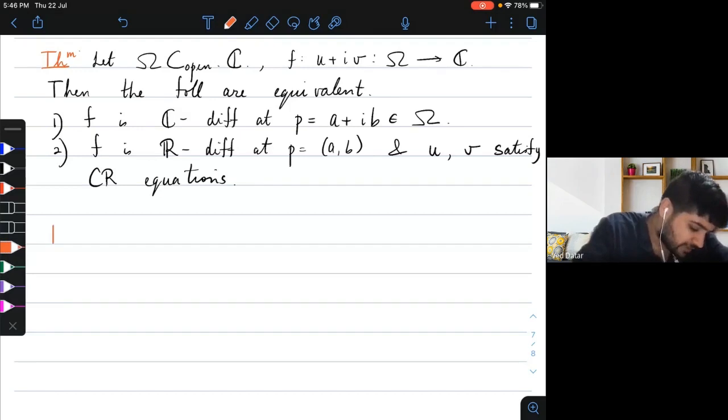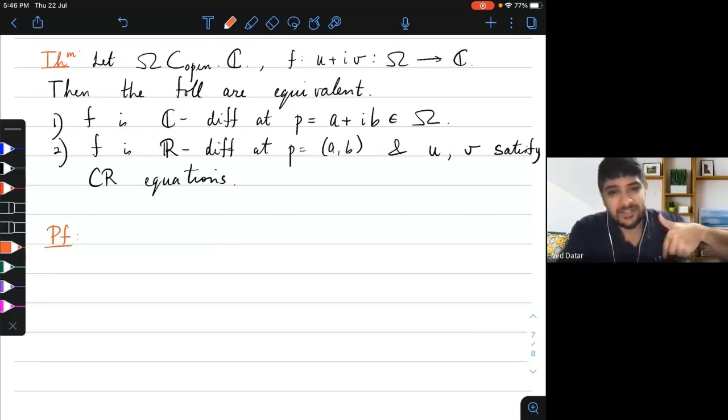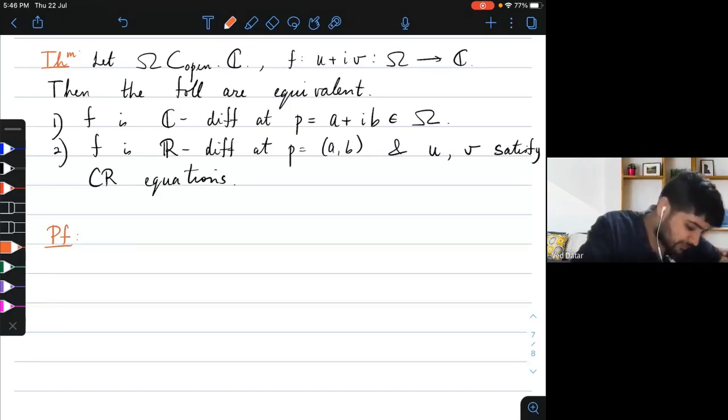Okay, so how do you prove this? So the proof is actually not very difficult. Whenever you have a set of equivalent conditions, you need to basically prove a forward implication and a reverse implication. So let's first prove the forward implication.